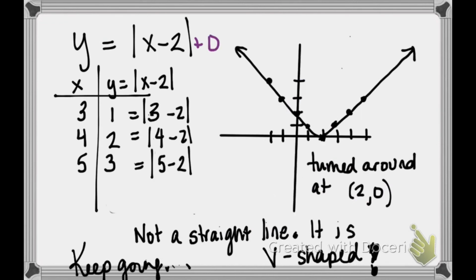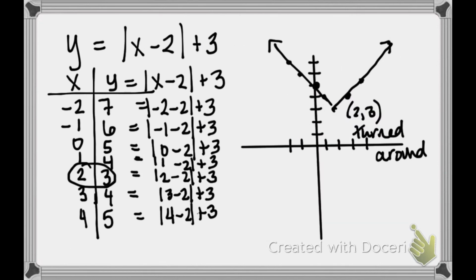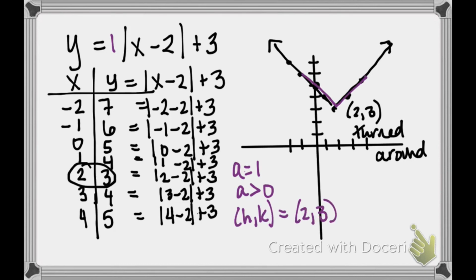Next one, we have our a out front. Our a is equal to 1, which is positive. Therefore, it's an upward facing V. And we have h, k. It's positive 2. Remember, opposite the inside, same sign of the outside. So positive 2, 0 is our turnaround point. One more here. Last example, again, our a is equal to 1. It's positive, and therefore it's an upward facing V. And then we have opposite the inside, which is positive 2, same sign of the outside, which is positive 3, and 2, 3 is our turnaround point.